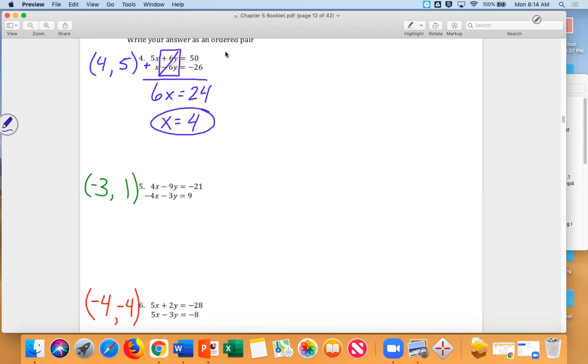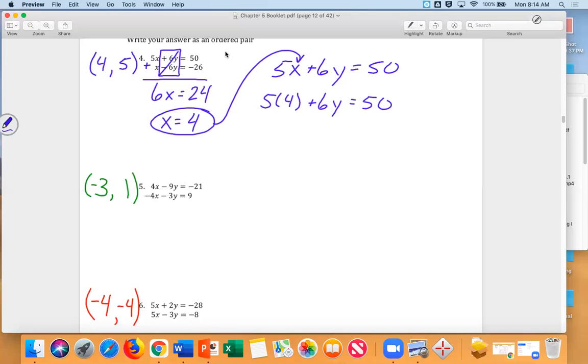Now I'm going to pick an equation to plug that back into. I like the top equation. I know the numbers are bigger, but I'm not going to have that negative 6. So I have 5x plus 6y equals 50. I'm going to plug in 4. 5 times 4 is 20. Then I subtract that 20 from both sides to give me 6y equals 30. Then divide by 6, and I get 5. So my answer would be 4, 5.